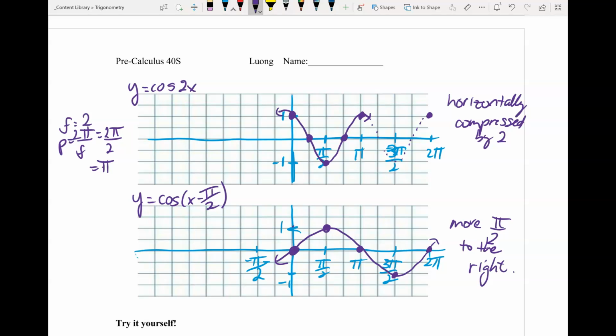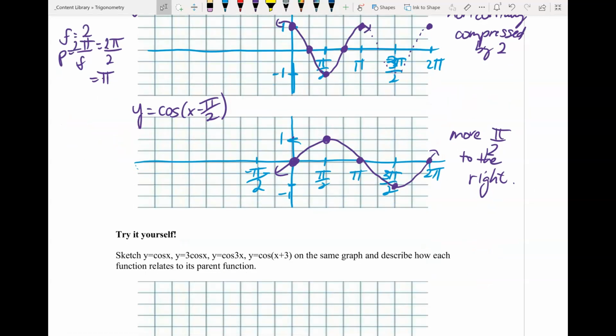I want you to think about what this graph looks like. Does this look like a familiar graph to us? Well, it should, because this is exactly the same graph as y equals sine x. So that's how a cosine graph and a sine graph can look like each other if we apply some transformations on it.